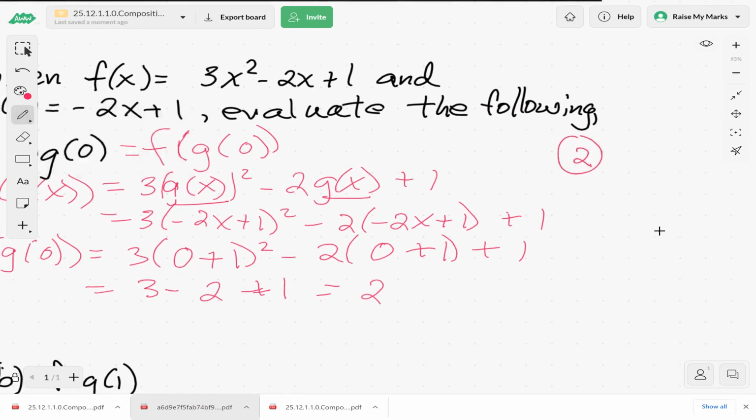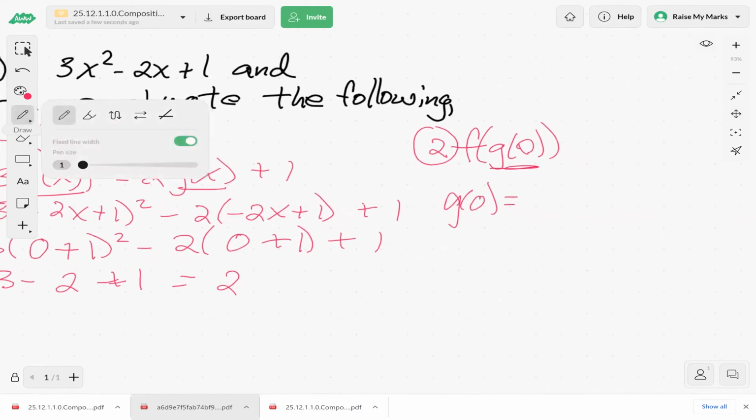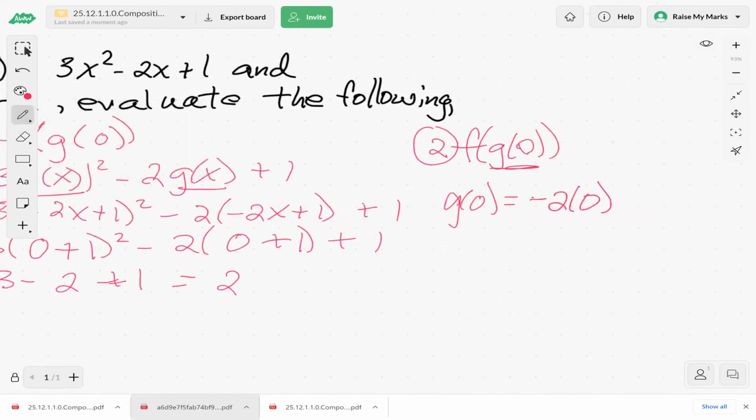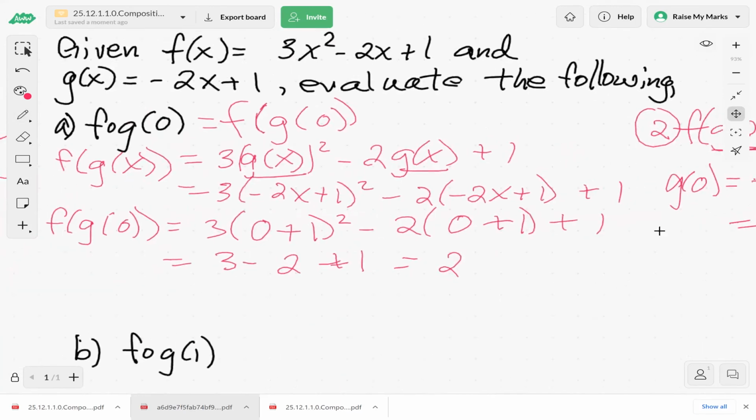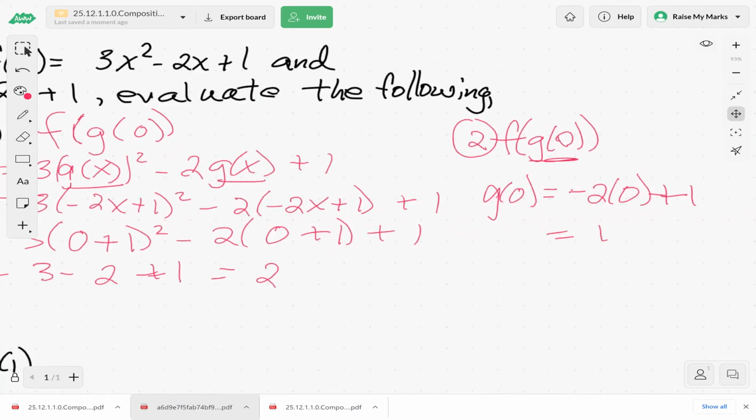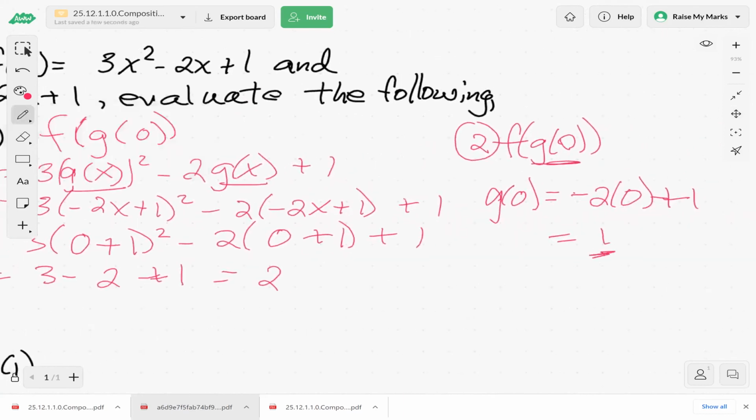In the second way, we're actually going to find g evaluated at 0. So g evaluated at 0 is negative 2 times 0 plus 1, and that equals 1. Yes. So g evaluated at 0 is 1. So now we plug that value in here. Now we look at f evaluated at g at 0. G at 0 is 1. That's f at 1. So what is f at 1?